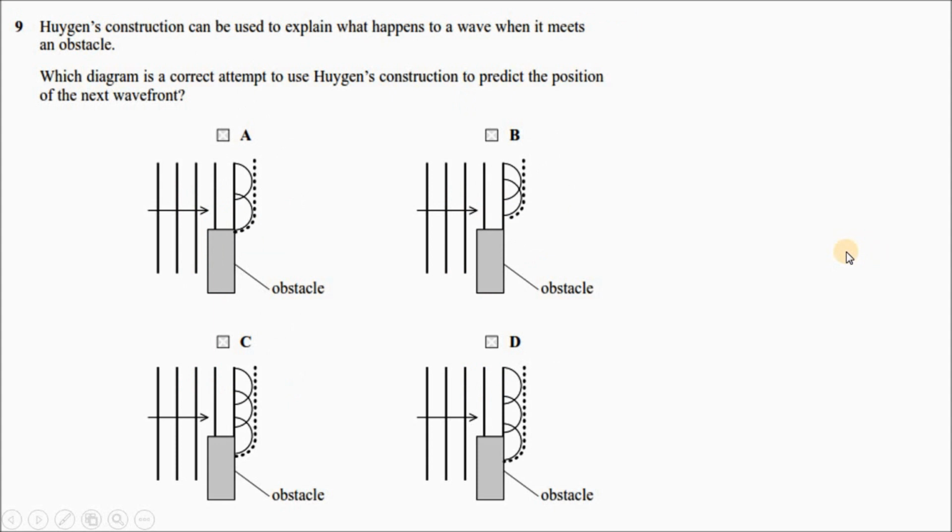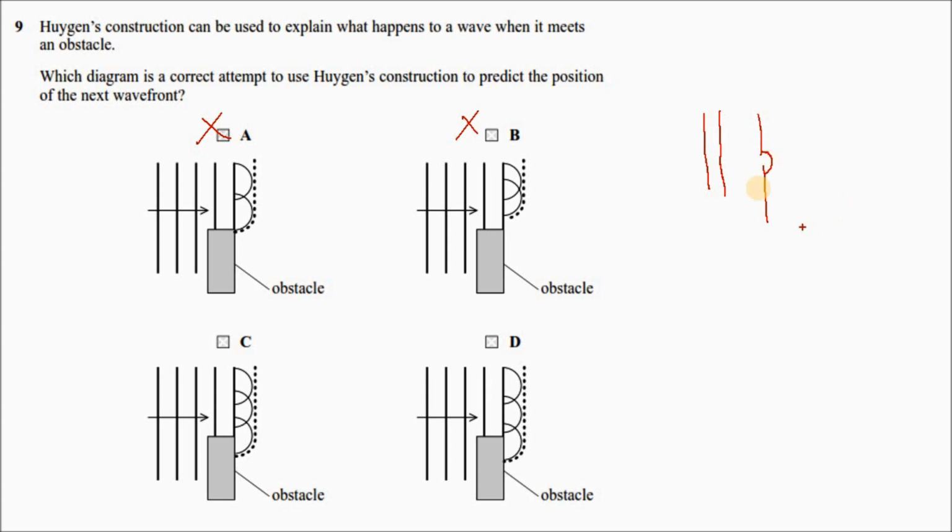Question number 9. Huygens constructions can be used to explain what happens to a wave when it meets an obstacle. Which diagram is a correct attempt to use Huygens construction to predict the position of the next waveform? Clearly, don't waste time on A and B, because you know that if the wave is coming, then from the obstacle the wave starts bending. Remember, the wave starts bending, something like this.